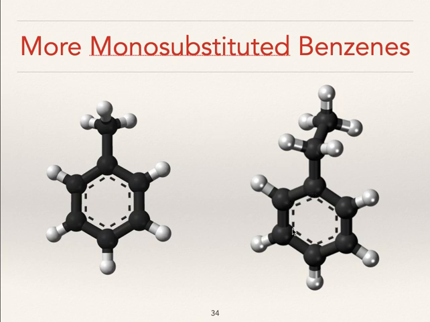This is a mono-substituted benzene because we've removed one hydrogen and we've put an ethyl group where the hydrogen was. Since this is an ethyl, we could call this ethylbenzene. This is also sometimes called xylene, but ethylbenzene or xylene.